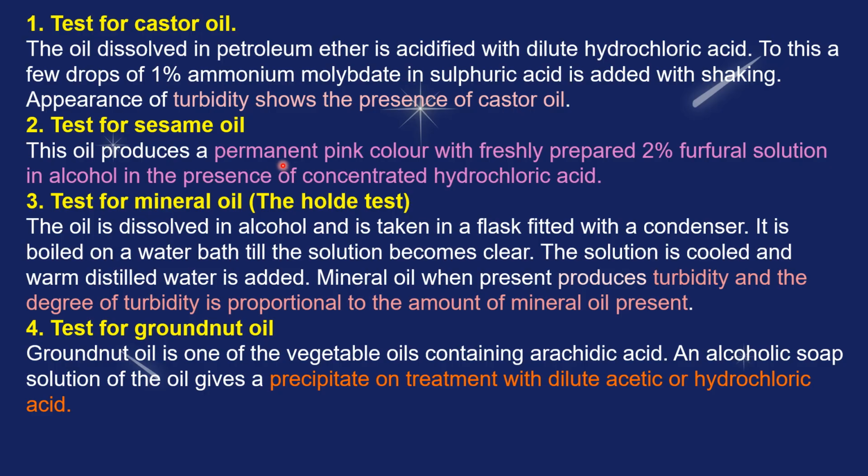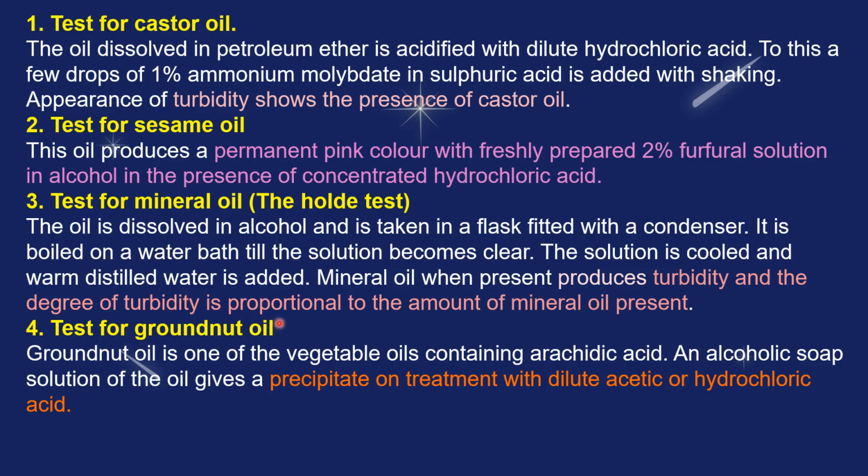In order to check sesame oil, we have to add 2% furfural solution in alcohol. In the presence of concentrated hydrochloric acid, a permanent pink color will develop. In order to check for mineral oil, this is mostly present in many oils. This mineral oil can be there. They say most of these oils won't be pure because mineral oil adulterant will be there, like in sunflower oil and all. So many people say that sunflower oil is not genuine.